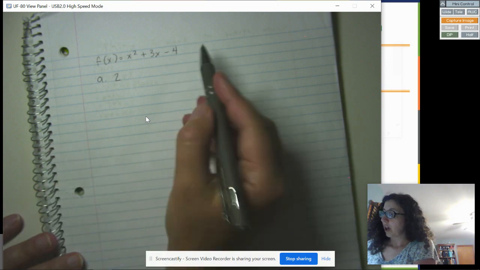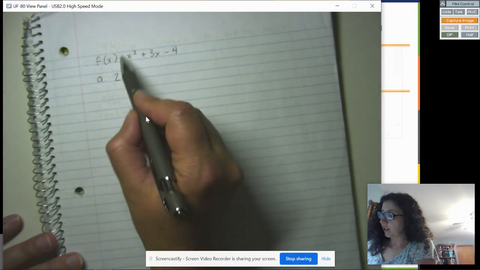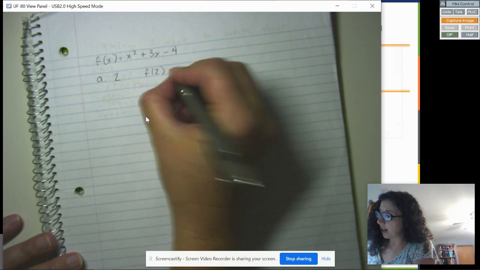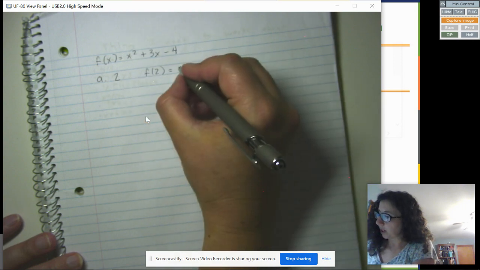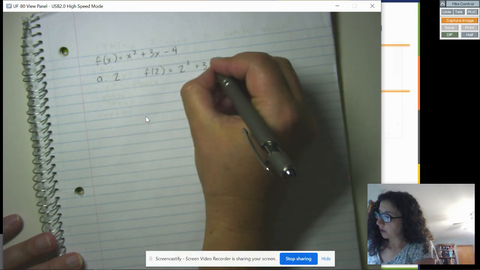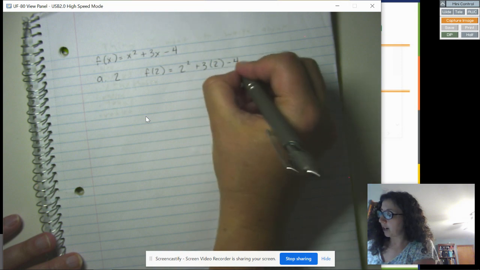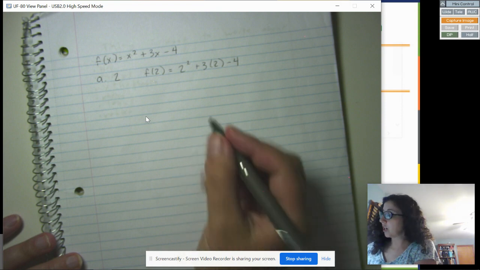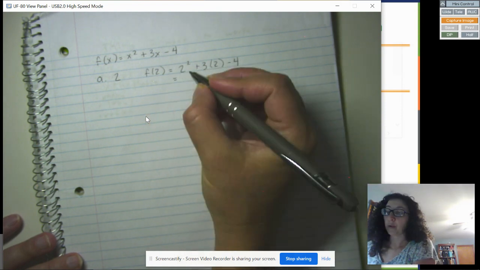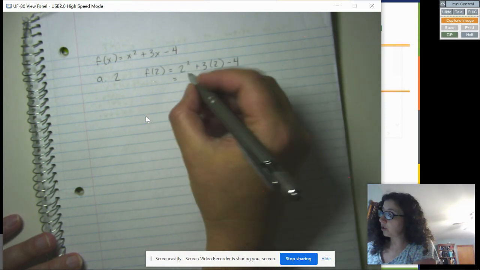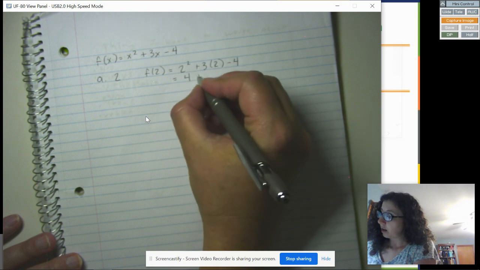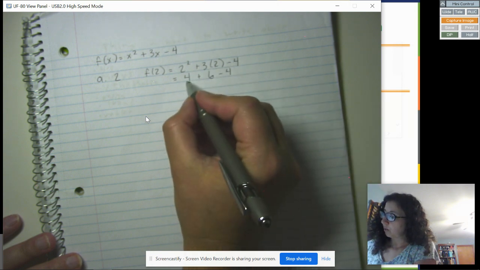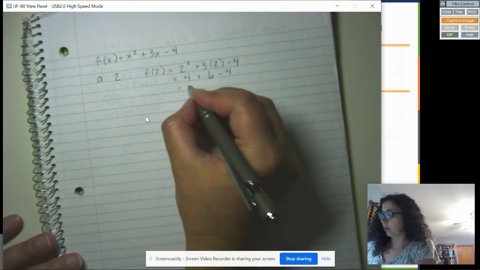All right, so everywhere that there's an x in this function, we're going to say f of 2. Everywhere there's an x, we replace it with a 2. So we're going to get 2 squared plus 3 times 2 minus 4. Right? And now we just have to use our order of operations and evaluate this. It's been a long time since we've done math, but we can do this. 2 squared is 4. 3 times 2 is 6 minus 4. So 4 plus 6 minus 4 is going to equal 6.